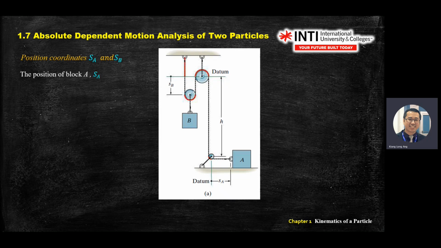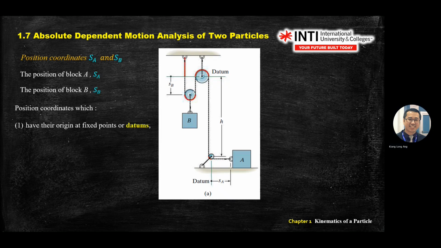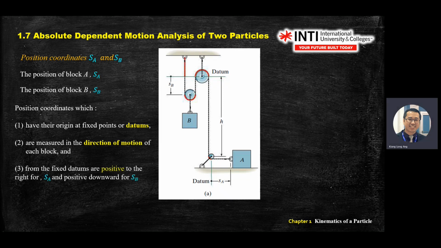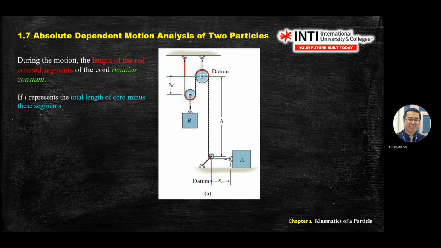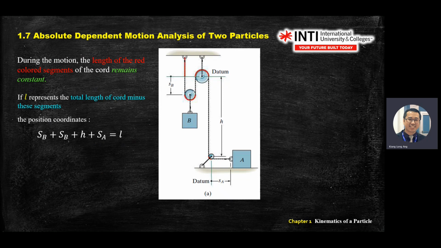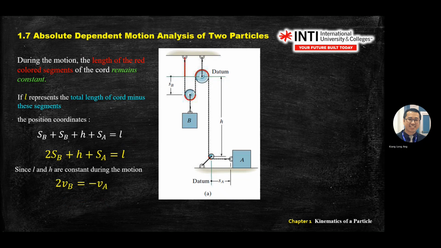So your equation, first you always start with, this is what I mentioned just now, you remember, where is positive on the statement. So total length, you have 2 SB, H and SA equal to the total length. Okay, so you do the same differentiation as just now. We differentiate the first yellow equation here with time.